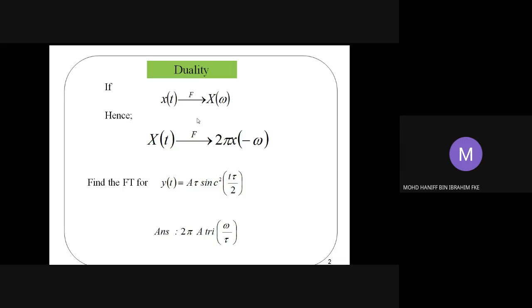To make it clearer, let's have a look at this example. We have a case whereby y(t) is given by this equation, tau sinc squared of t tau over 2, and we are asked to find the Fourier transform of this y(t). From what we have learned so far, we can just refer to the table. Let's see whether we can find this kind of signal in the time domain with a sine squared term. I'm now referring to the table.